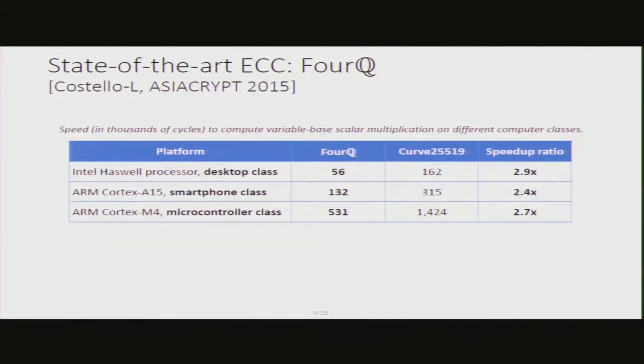And you can see, compared with Curve25519, we observe a significant speed ratio, well above 2x and even close to 3x in some cases. So from a certain perspective, we can think of FourQ as the roadrunner of elliptic curves or something like that. So this is in terms of performance, and we were analyzing how the performance looks on very different platforms.